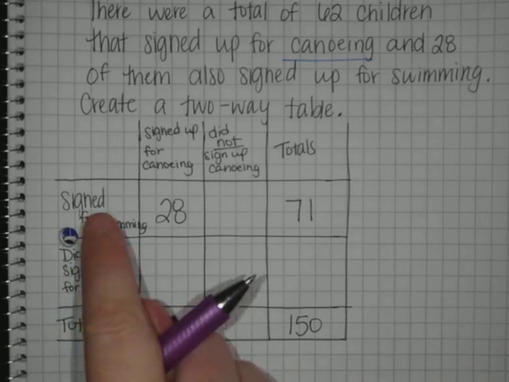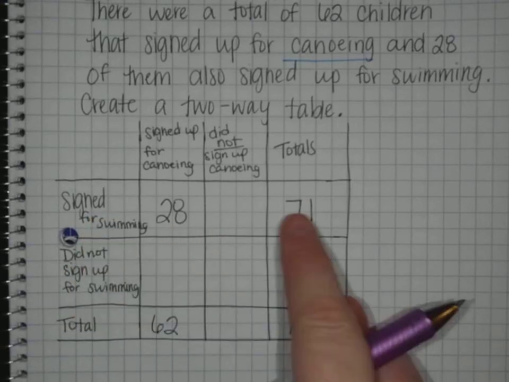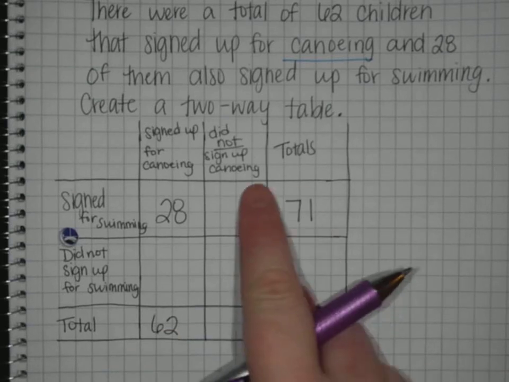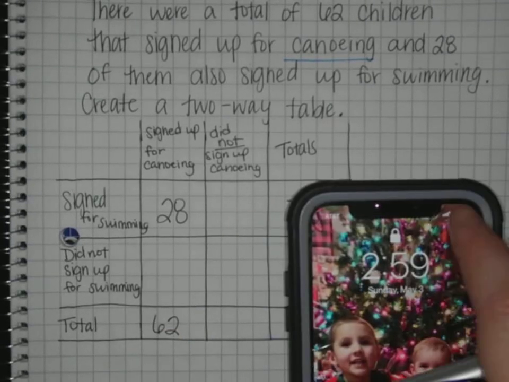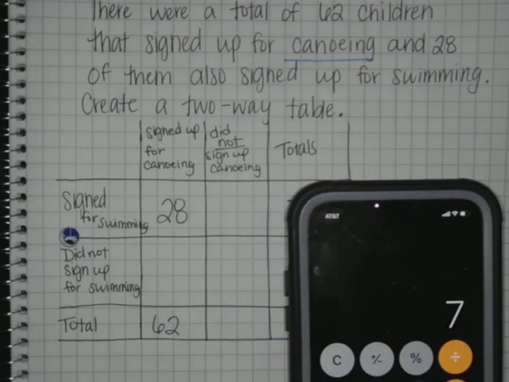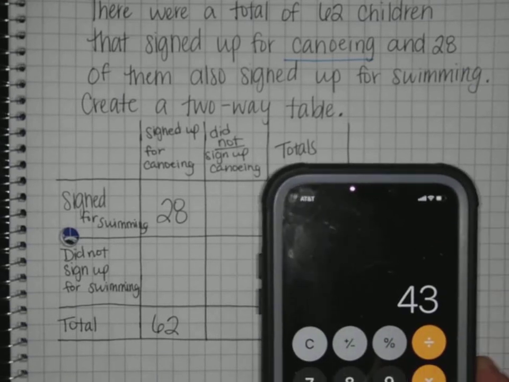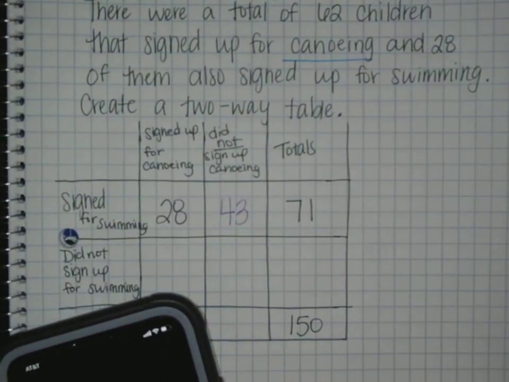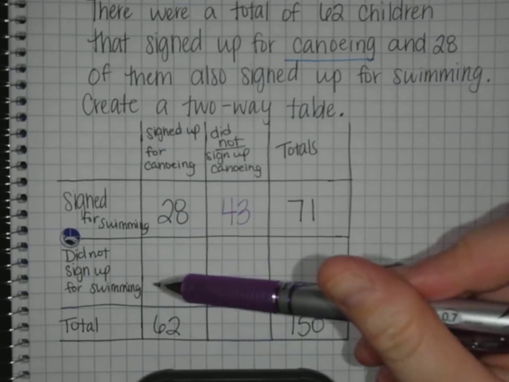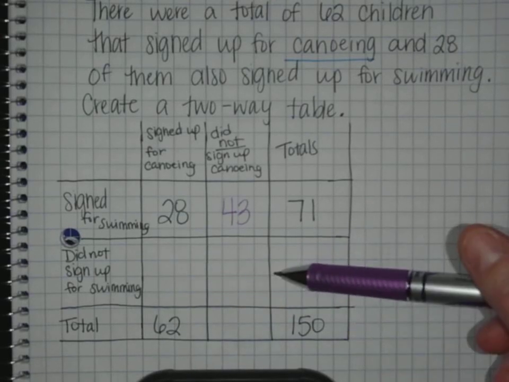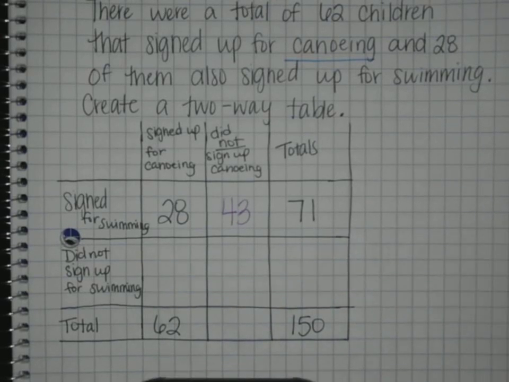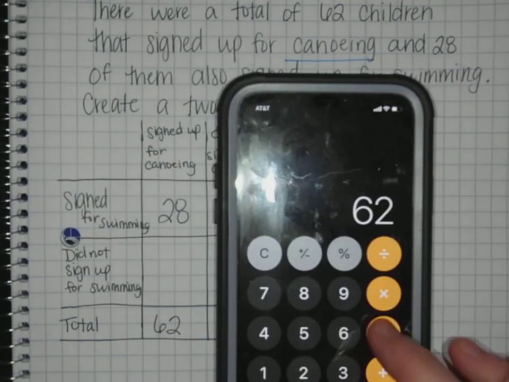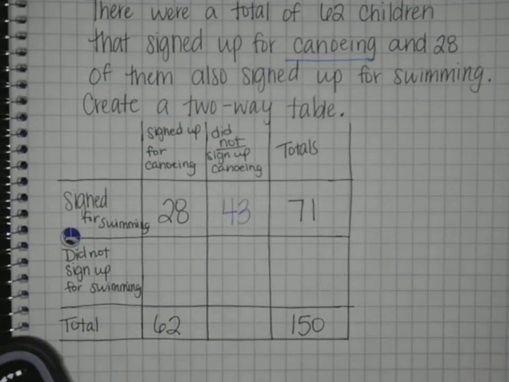Okay, so now if we signed up for swimming and there's 28, and then there's a total of 71, then we know that there's a missing number here. That's kind of like we did on the last one. So you're going to take your total, 71, and subtract 28, and you get 43. Okay, then it looks like we don't have anything here, but watch what we can do. Let's go ahead and find this one. We know what that one is. So do 62 minus 28. You get 34.